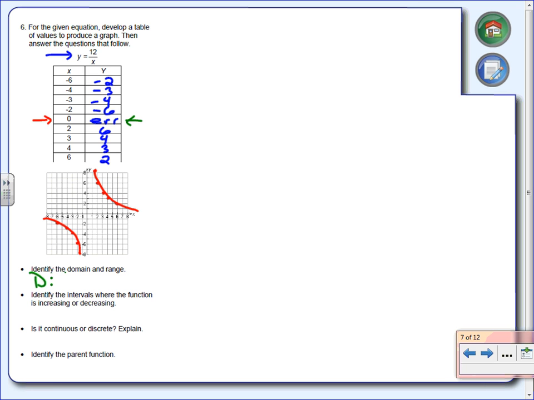So here it is. Here's the notation for all real numbers. But I want to leave out the zero. So what I'm going to do is say the x cannot be zero. Is that a D? Yeah, D for domain. The domain is all real numbers. The only number I'm not going to use is zero.